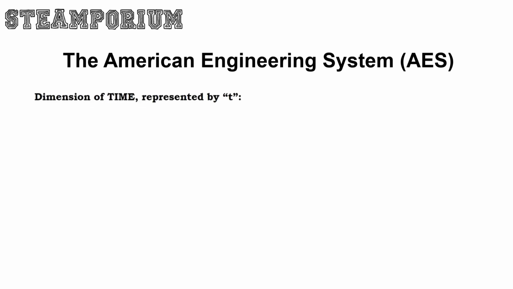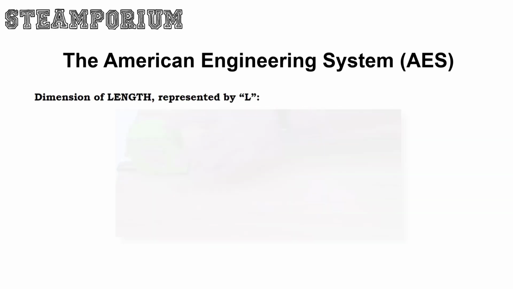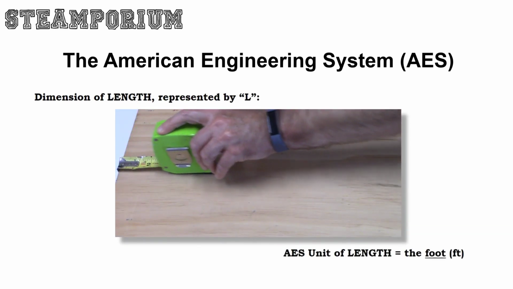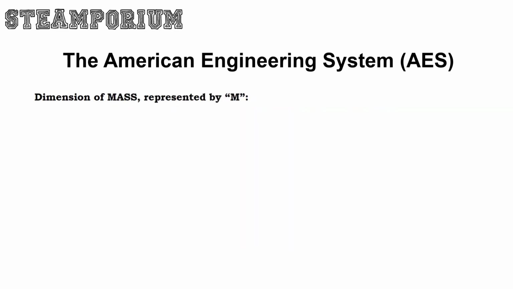The dimension of time is in units of the second. The dimension of length is in units of the foot. The United States is the only industrialized nation that uses the foot. The dimension of mass is in units of the pound mass.